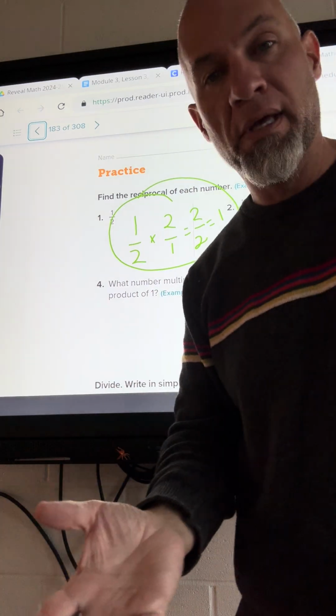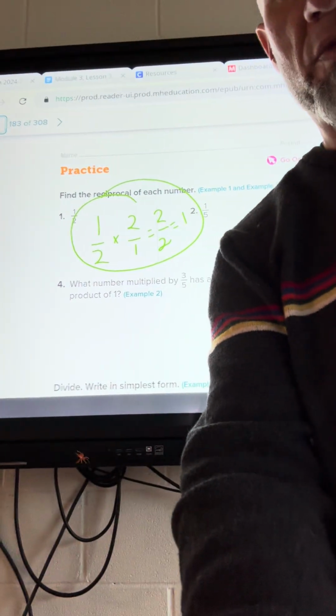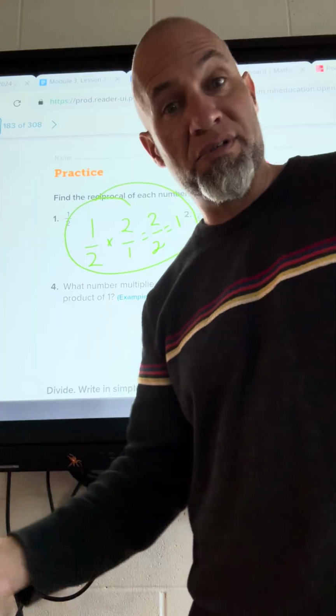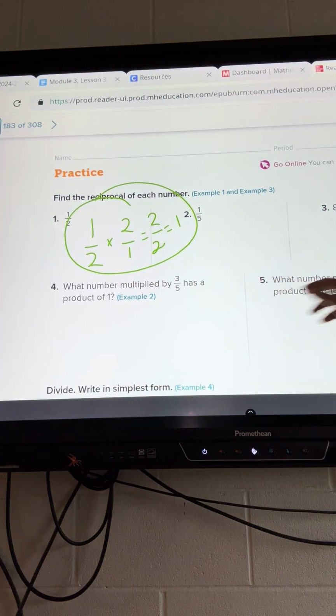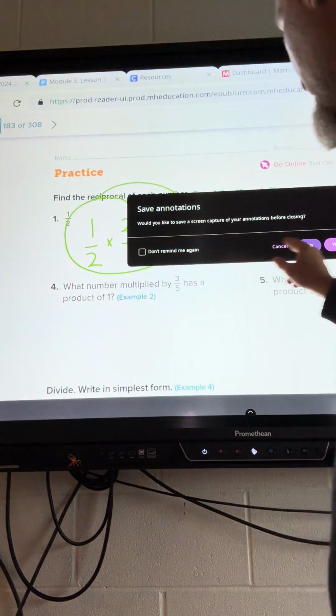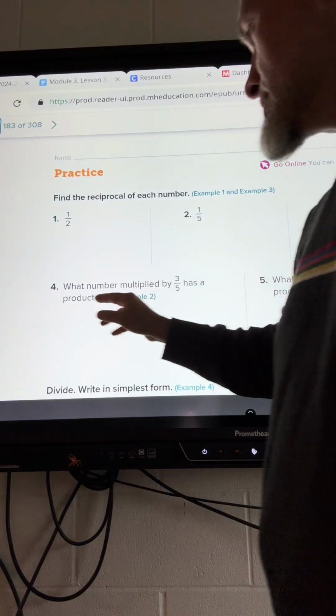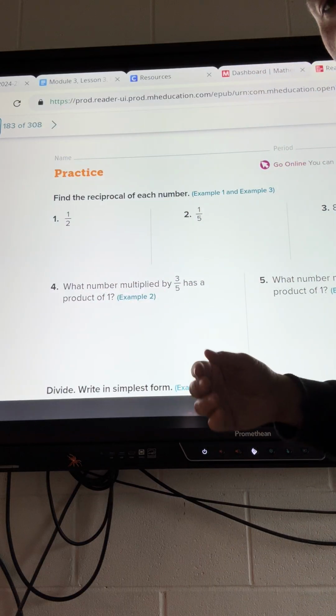Right, so that's really what I'm looking for more so than just the flip. A reciprocal is a number that you multiply by another number to get the result of 1. And the easy way to explain that for you guys today was just to say flip that fraction. So you're just flipping the fraction in order to get the product of 1.